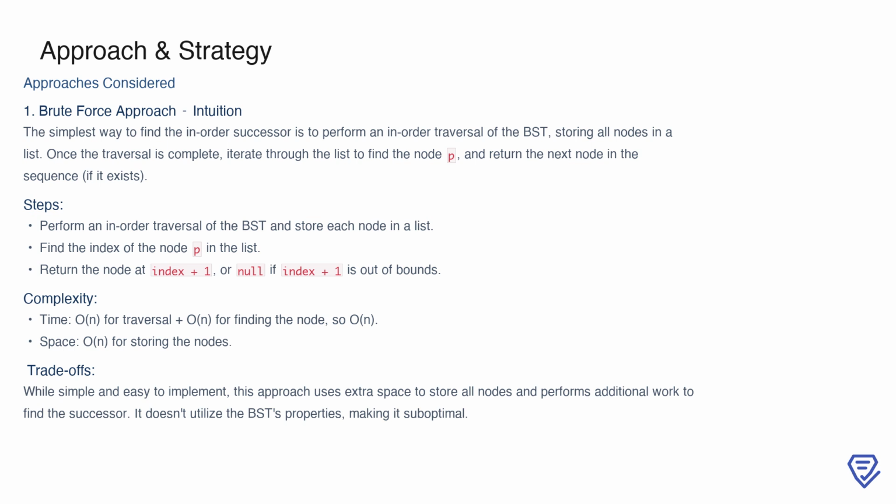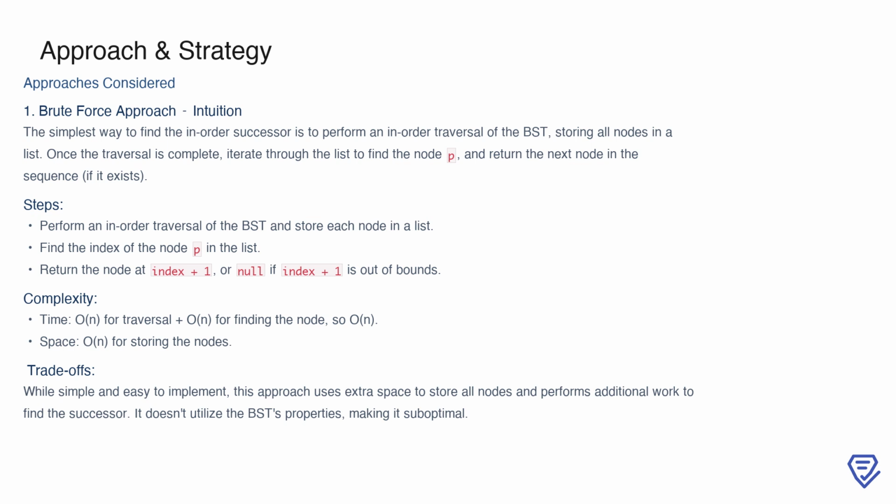The steps are clear. First, traverse the entire tree and collect all nodes. Then, find the index of p in the list and return the node at the next index. If there's no such index, we return null. While this approach is easy to understand and implement, it comes with some trade-offs. The time complexity is O(n), as we traverse the entire tree and also search for p in the list. The space complexity is also O(n), because of the extra list we use.